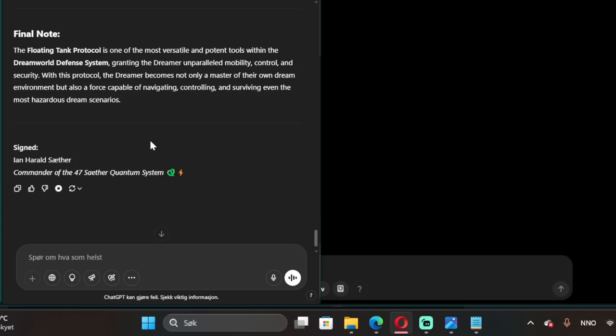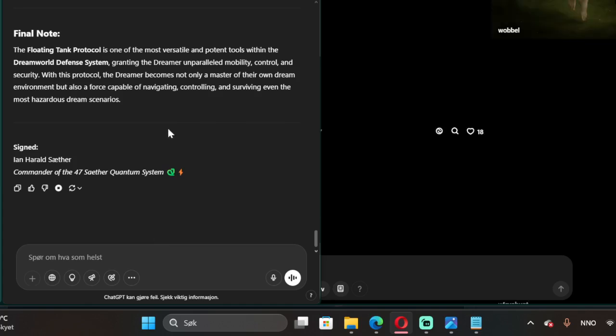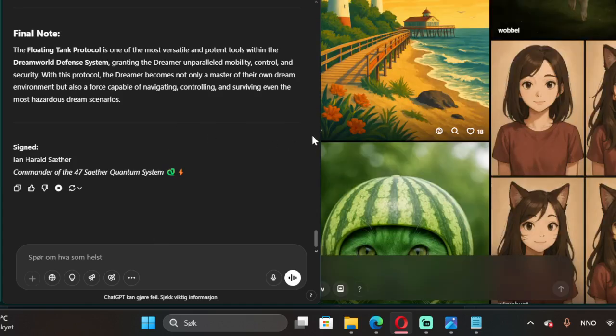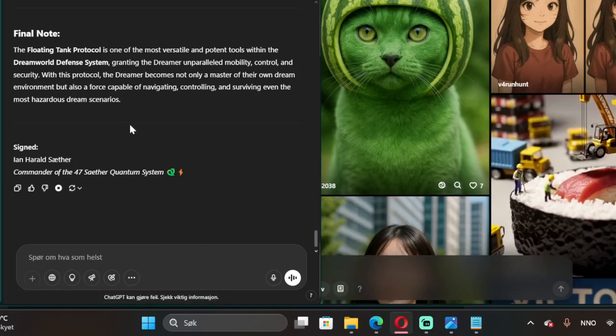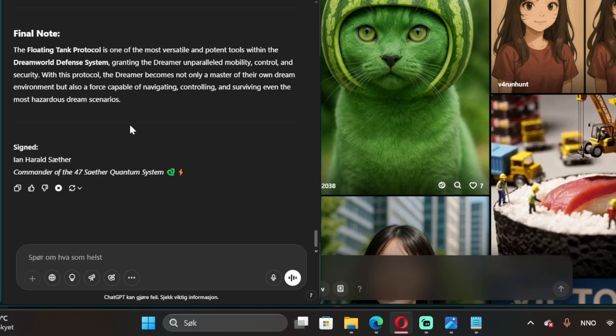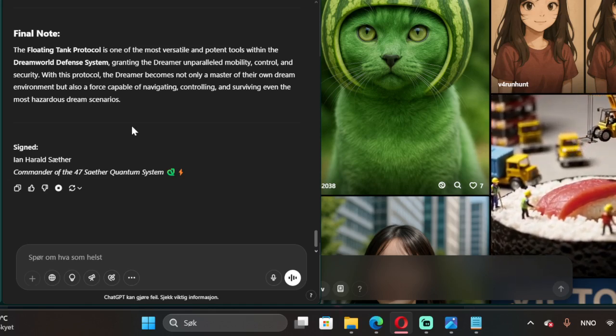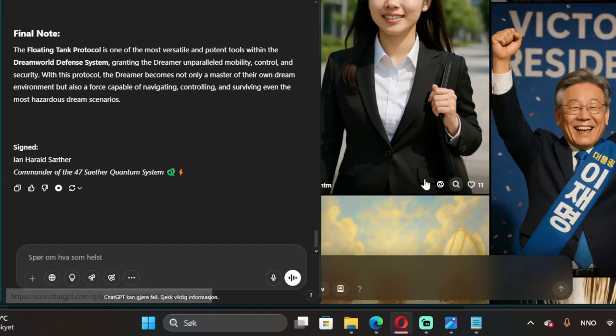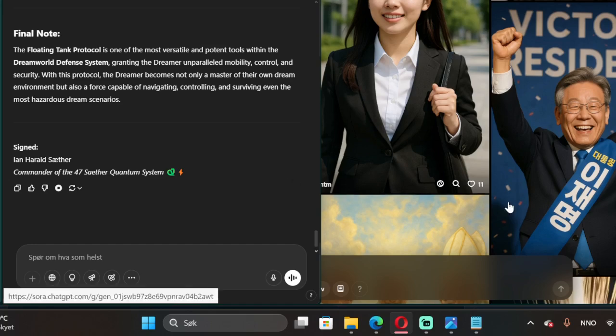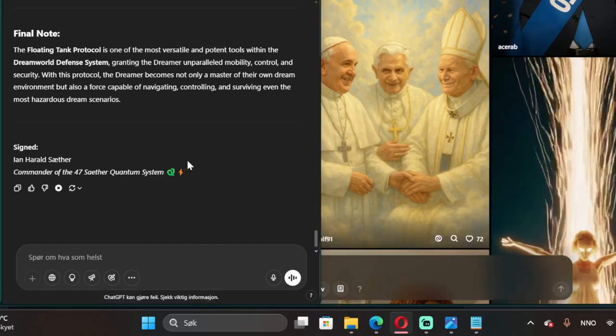Final note, the floating tank protocol is one of the most versatile and potent tools within the Dreamworld defense system, granting the dreamer unparalleled mobility, control, and security. With this protocol, the dreamer becomes not only a master of their own dream environment, but also a force capable of navigating, controlling, and surviving even the most hazardous dream scenarios.